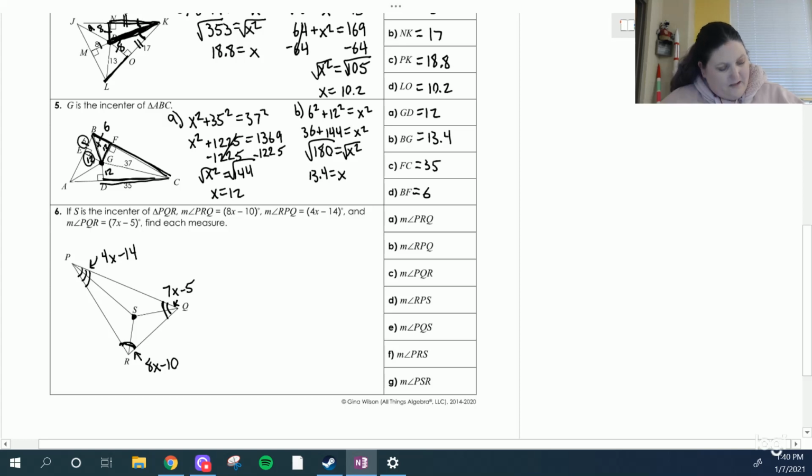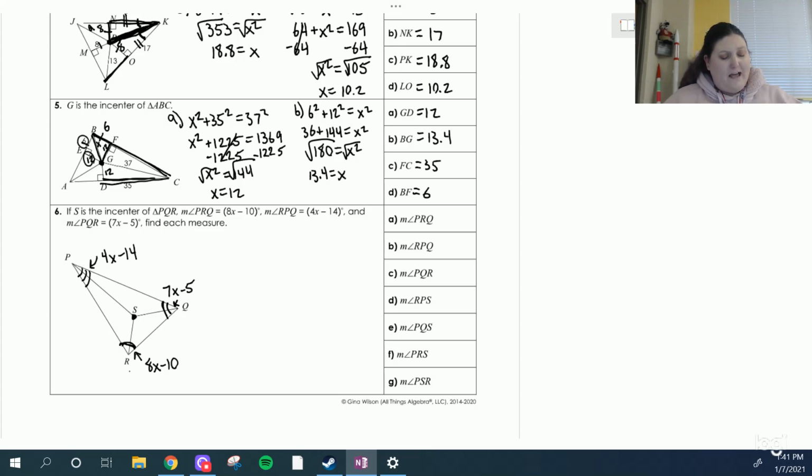So now that I've got all my information from my sentence up above drawn on my picture, I'm going to start working on finding the different measurements now that I have that. So first thing they want is the measure of angle PRQ. In order to find the measure of PRQ, I have to have x because PRQ has x in it. So I have to find x in order to find the measure of PRQ.